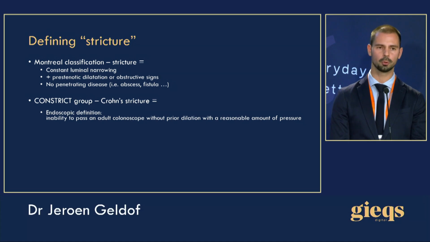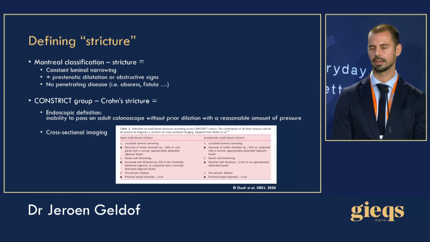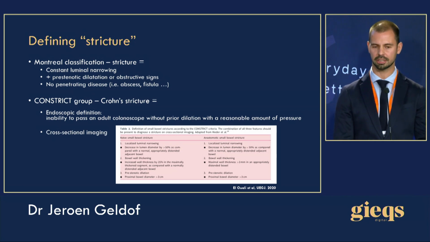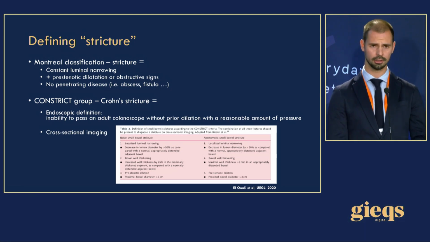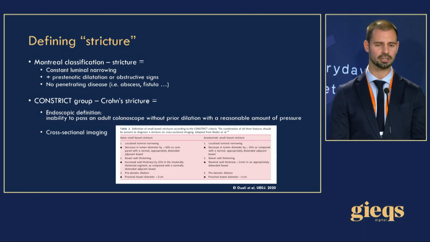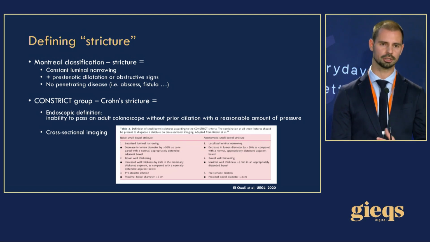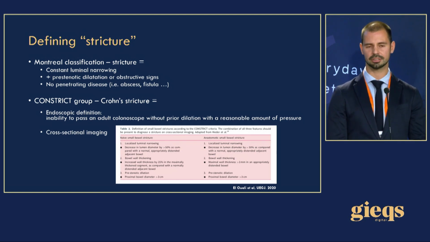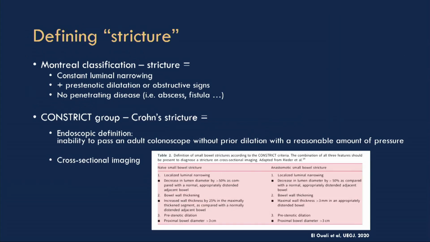And then the CONSTRICT group, which is actually the Crohn's disease antifibrotic treatment group, has further given definitions for the endoscopic view and for the cross-sectional imaging. So an endoscopic view of a stricture is a situation in which you cannot pass the lumen with a reasonable amount of pressure applied without prior dilatation using an adult scope. And then on cross-sectional imaging, there are 3 criteria you need to be aware of: first of all, localized luminal narrowing, then a bowel wall thickening, and a prestenotic dilatation of the bowel.